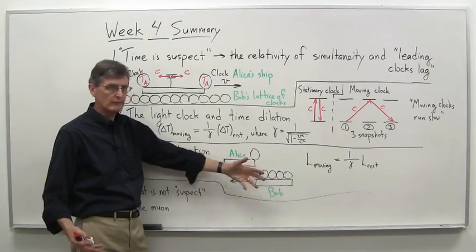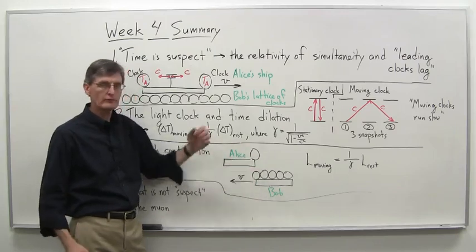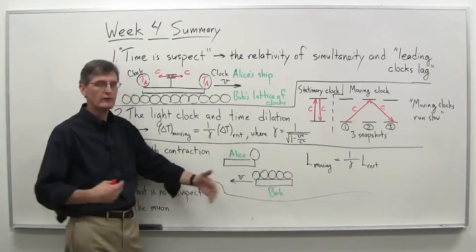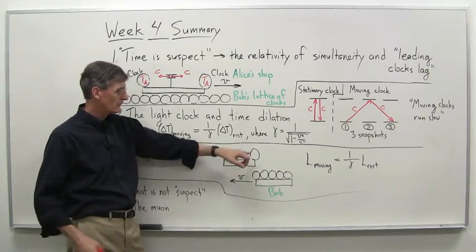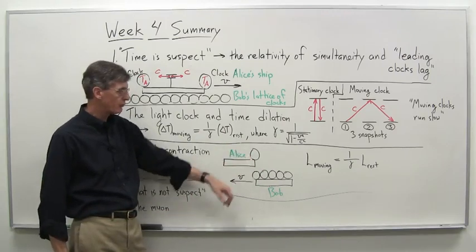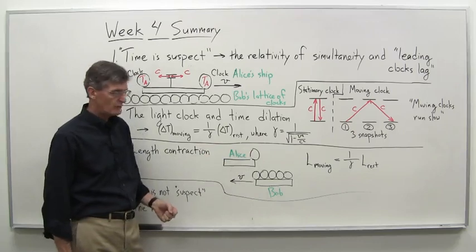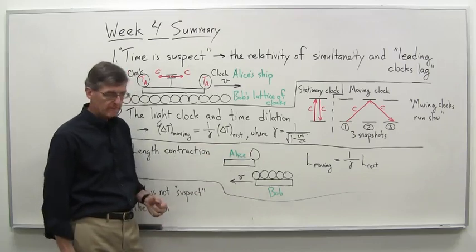And so he's saying, well, that's the problem, Alice. Your clock isn't working right. My clocks are in fine working order. Compared to my clocks, your clock is running slow. And that's why you got the wrong length for my ship.